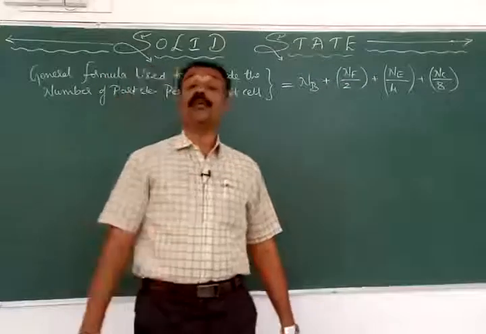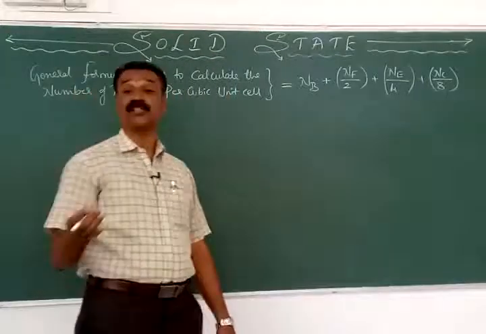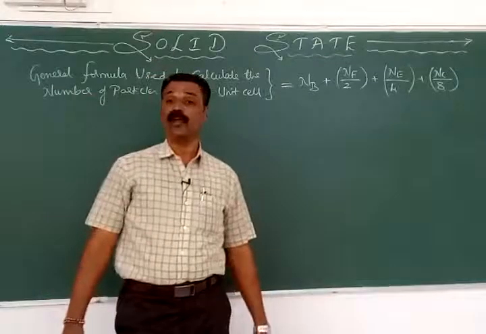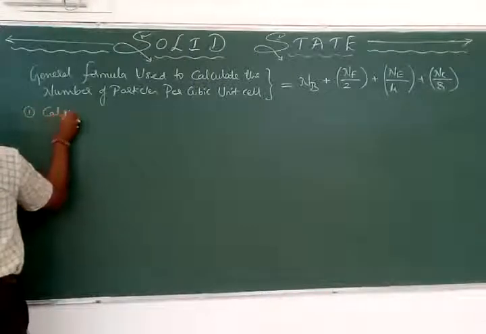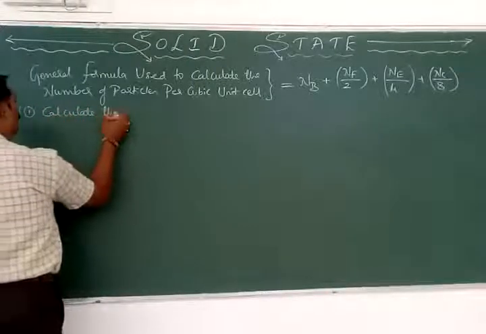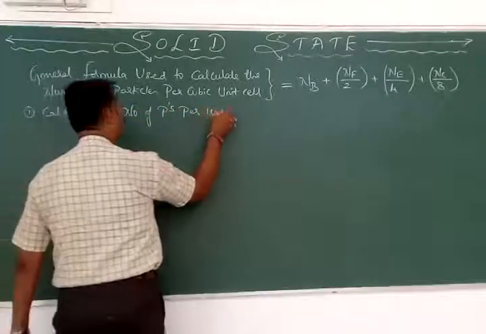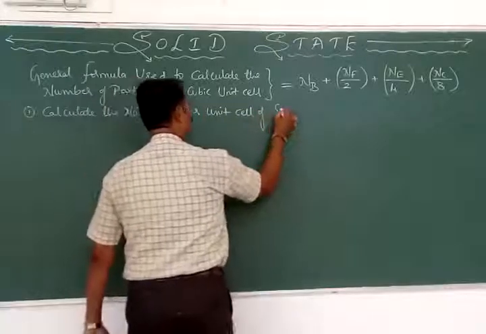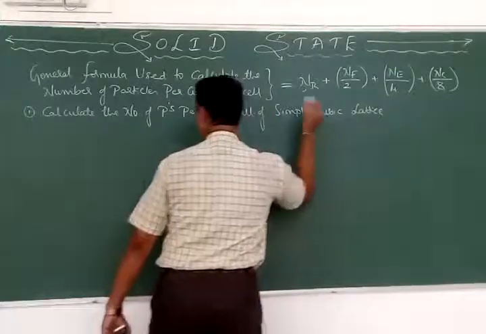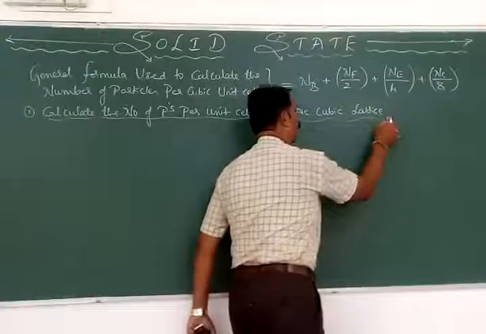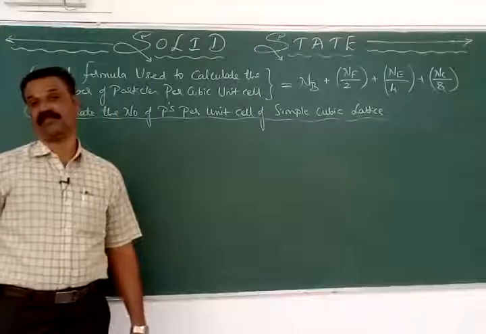Okay. Now we are going to calculate the number of particles with respect to the simple cubic lattice, the body centered cubic lattice, and then the face centered cubic lattice. So the first one is to calculate the number of particles per unit cell of a simple cubic lattice. How to calculate the number of particles per unit cell of which lattice? Simple cubic lattice.